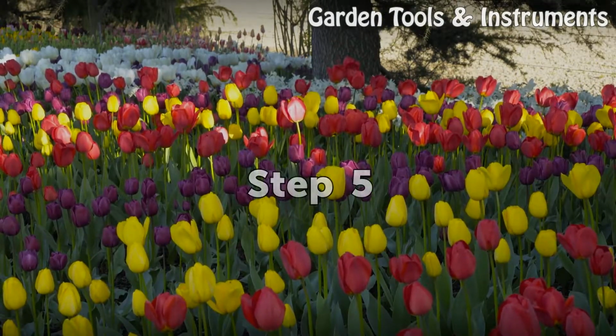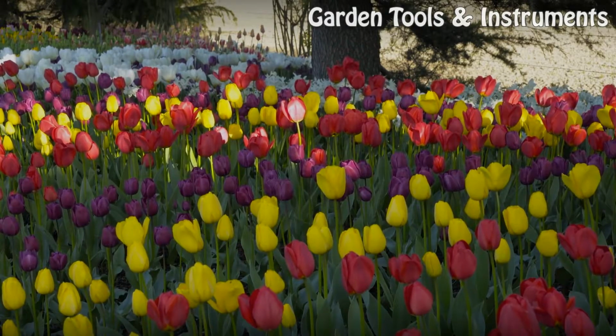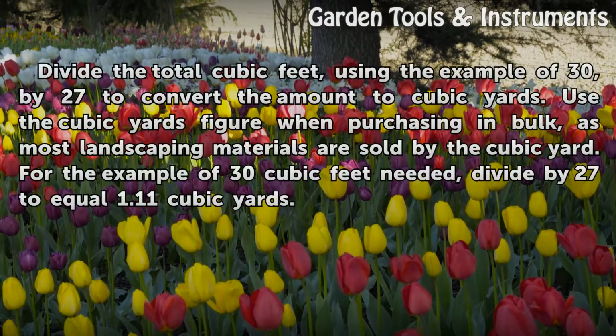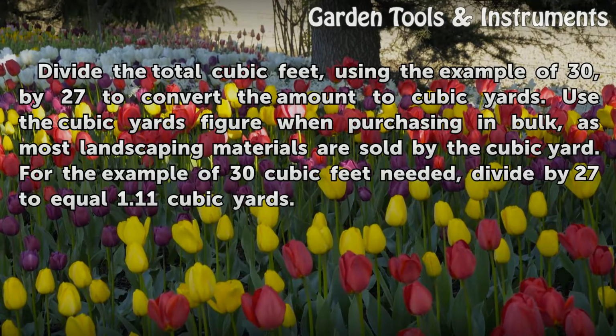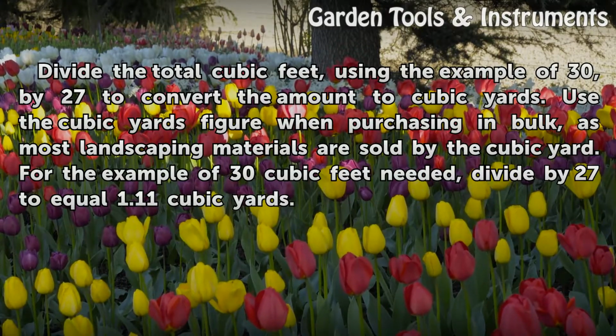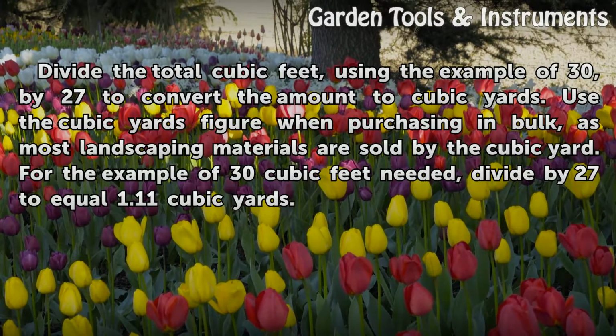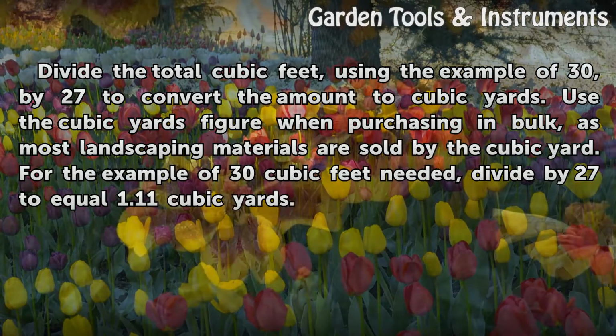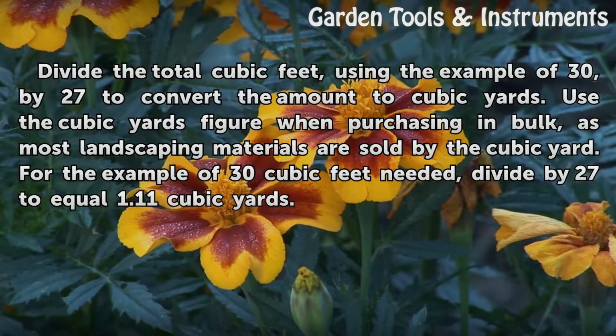Step 5. Divide the total cubic feet, using the example of 30, by 27 to convert the amount to cubic yards. Use the cubic yards figure when purchasing in bulk, as most landscaping materials are sold by the yard. For the example of 30 cubic feet needed, divide by 27 to equal 1.11 cubic yards.